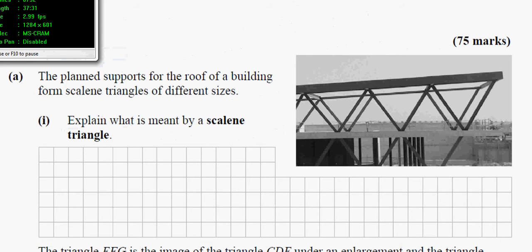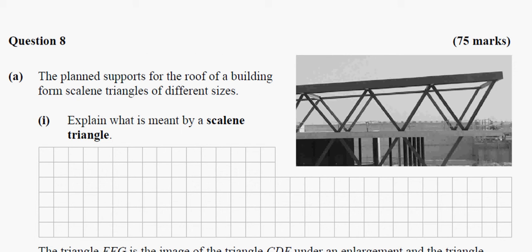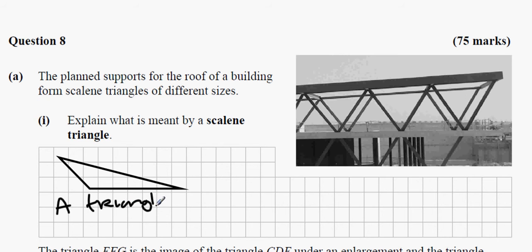Okay. Now explain what's meant by a scalene triangle. A scalene triangle is a triangle with 3 different lengths of side. Okay, so if you were to look at a scalene triangle, just draw one here maybe. You can see that none of the angles are the same and none of the sides are the same. Okay, so definition: a triangle in which all 3 sides have different lengths.